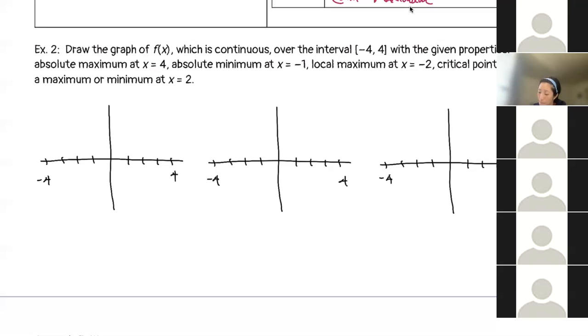All right. And what I'd like for us to do is take a moment and sketch in our own notes what it might look like to have a function that has an absolute maximum at x equals 4, an absolute minimum at x equals -1, and a local maximum at x equals -2. All right. And we'll figure out how to do that last criteria in a little bit. Okay.